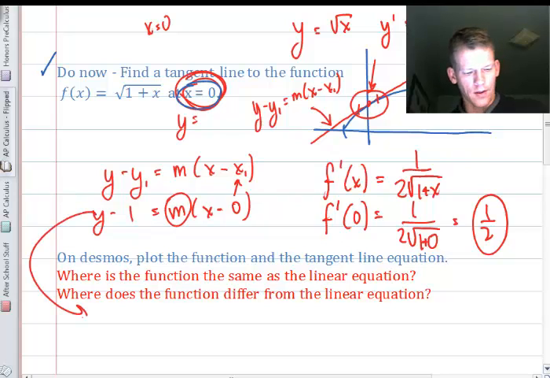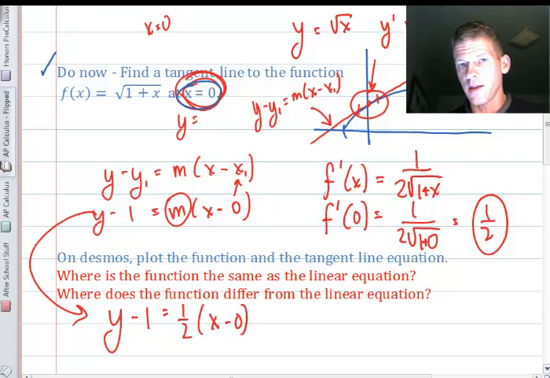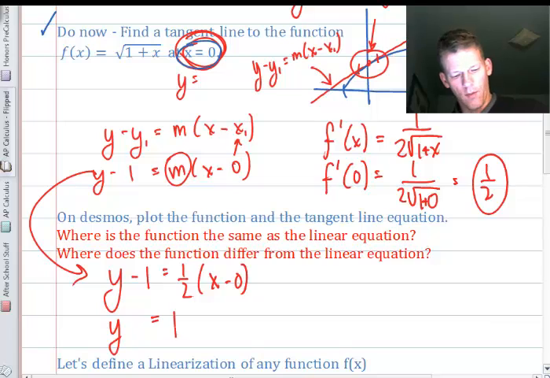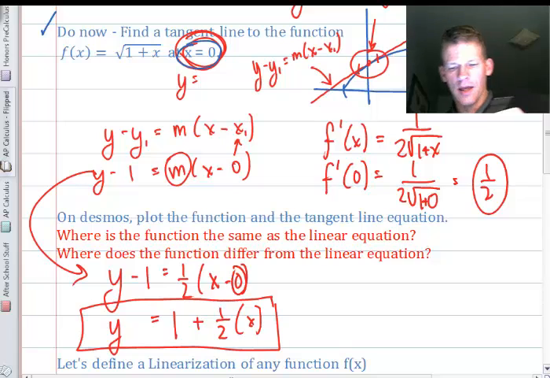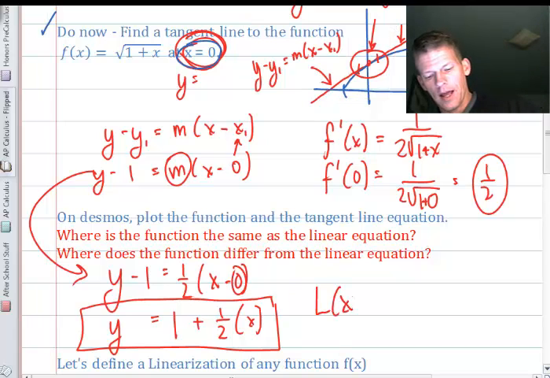So I'm going to write y minus 1 equals 1/2 of x minus 0. This, believe it or not, is a linearization equation. If I solve it for y equals, I have 1 plus 1/2 of x, because that 0 part isn't there anymore. This is an equation of a line. That is this tangent line's equation. And instead of calling it y equals, we get a little fancy, and we call it L of x equals 1 plus 1/2 of x.